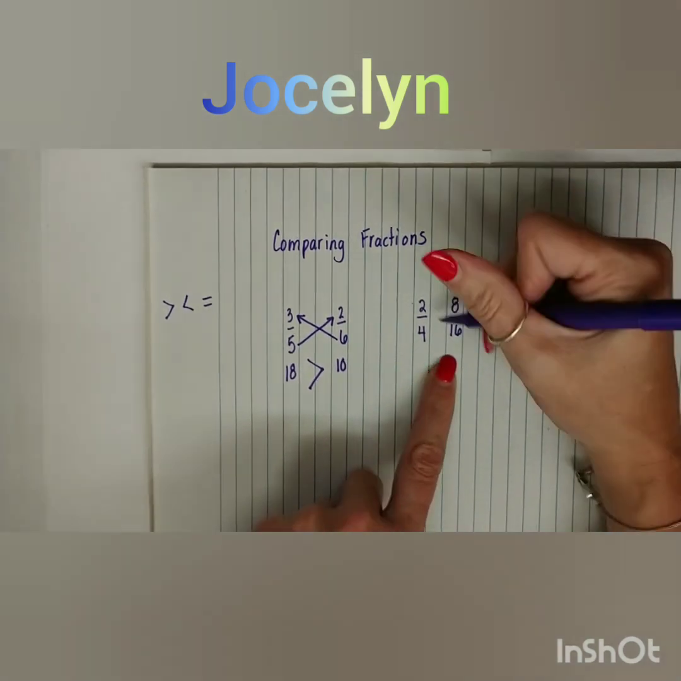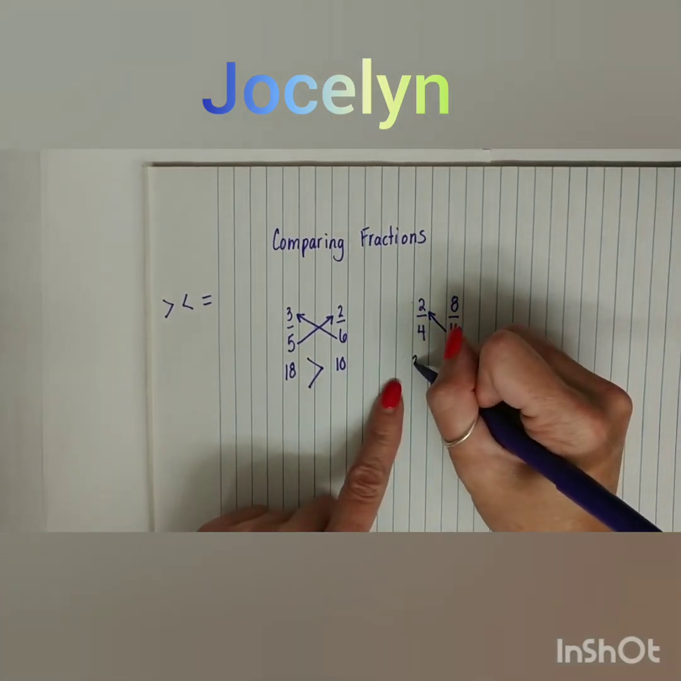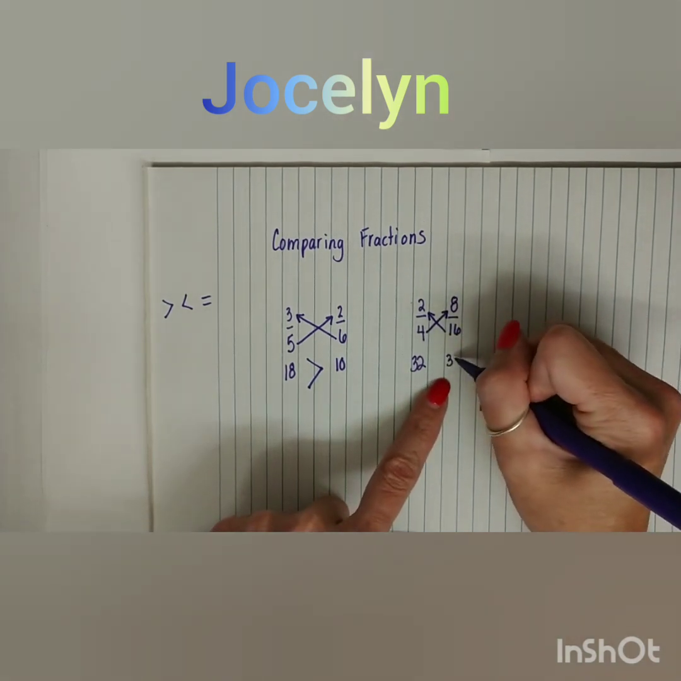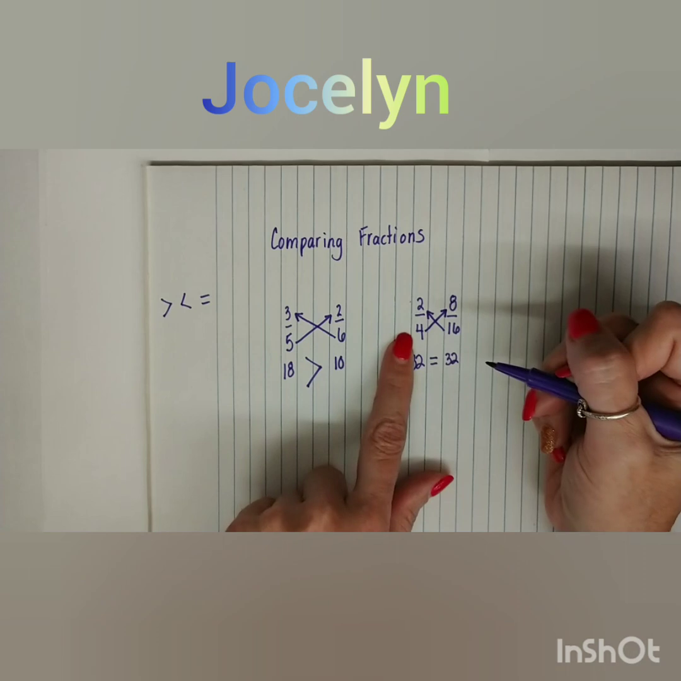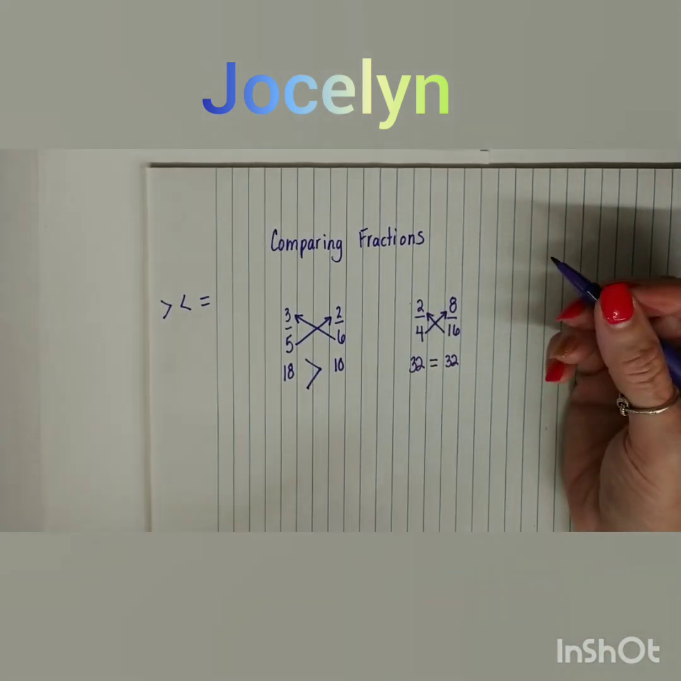So same thing here. 2 times 16 is 32. 4 times 8 is 32. So I learned that 2/4 and 8/16 are equivalent fractions. They equal the same amount of space.